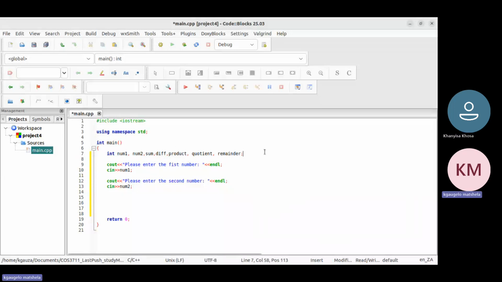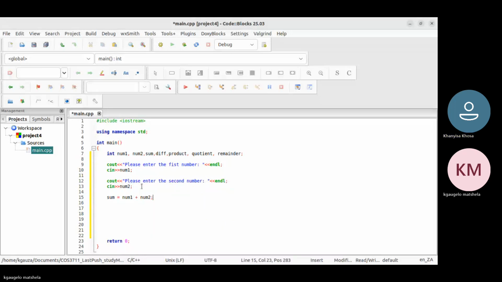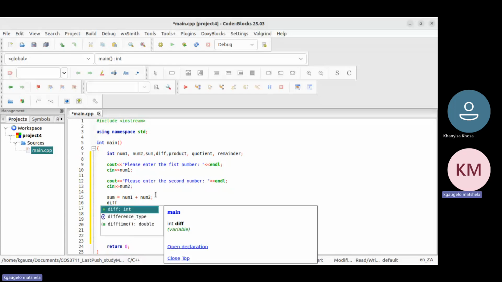So now we're going to perform those calculations. Here the user entered num1 and num2. So now we are able to say sum is equal to num1 plus num2. Then it means this is the sum, right?